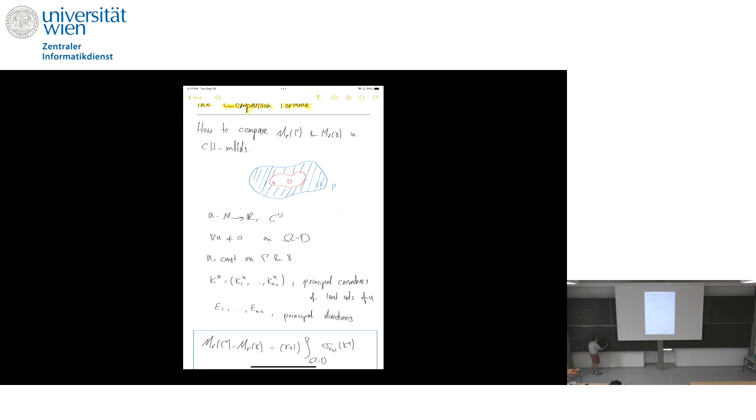The notation I'm using is that this is a domain omega. Let's say this is a domain D, and the notation used in my paper with Joel Spruck and in his notes is that this annular domain is omega minus D. So this is the setup. And we would like to answer this question: what is the difference between the total generalized mean curvatures?